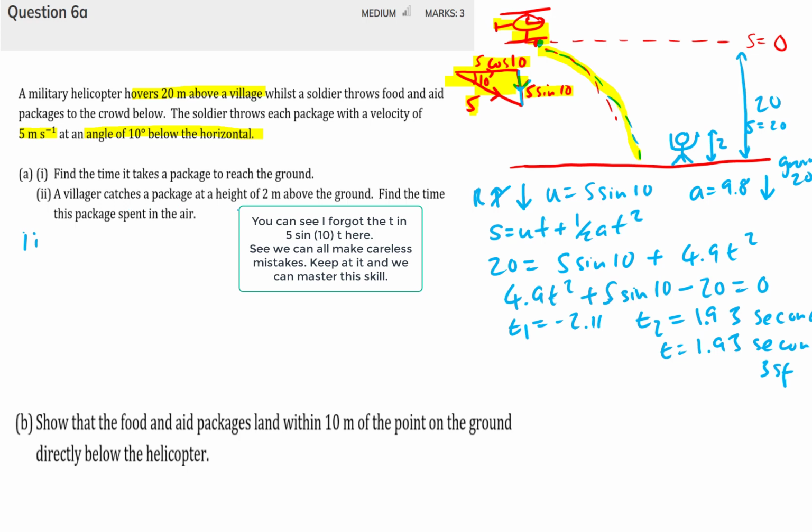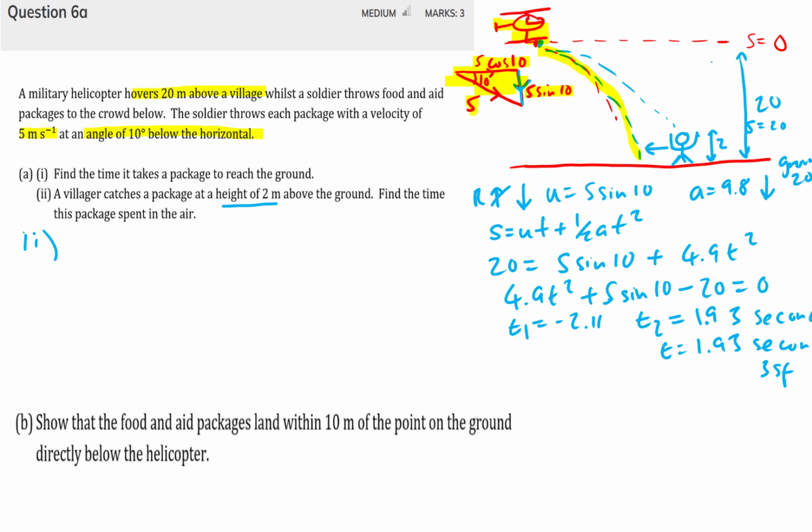So a villager catches a package at a height of 2 meters. So he catches it like this. The villager is actually over here, but I hope you get my drift. We need to find the time this package is spent in the air. Don't worry about the wording, I think we've got this skill. So if that's 2, what's this now? 18. 20 minus 2, so S equals 18 for this question.